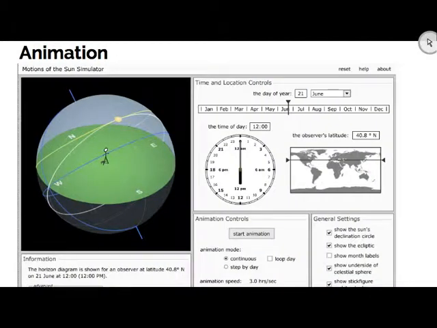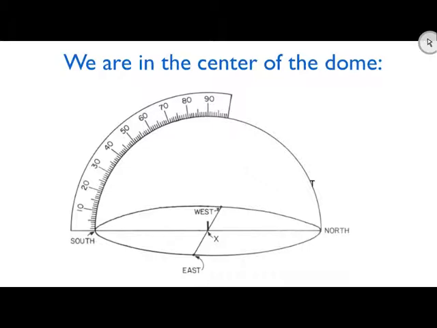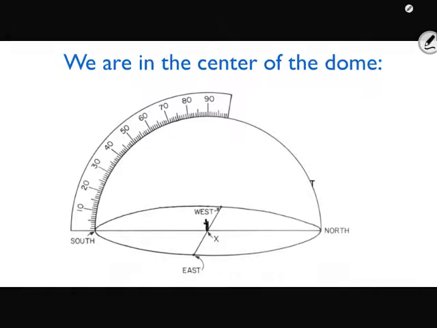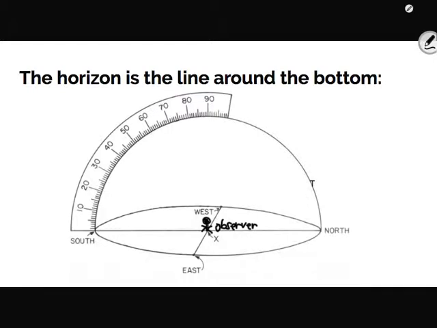So let's start off by kind of orienting ourselves on this dome here. We're in the center of the dome, and so I always draw a little stick figure to show that we're in the center. And I always label it observer, so I know, aha, this is you, the observer, standing right there in the center of that dome. The other thing I want to point out to you is this horizon.